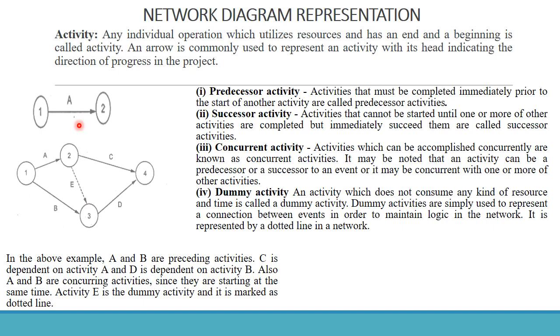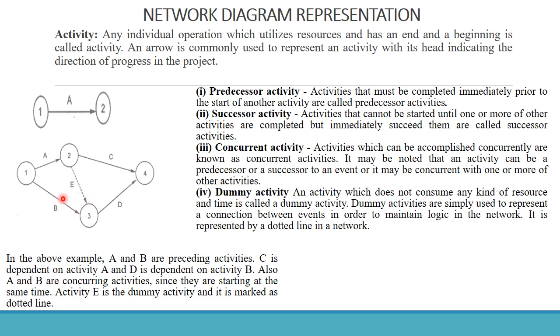Finally, the dummy activity. An activity which does not consume any kind of resources and time is called a dummy activity. Dummy activities are simply used to represent a connection between events in order to maintain logic in the network. It is represented by a dotted line. Here we can see this is called a dummy activity.